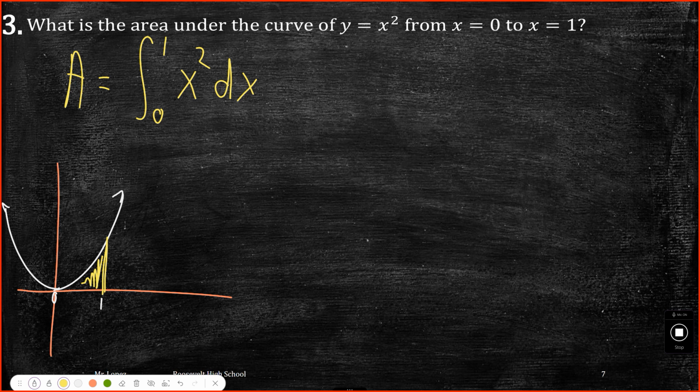So what is the antiderivative of x squared? If x squared is the derivative, what is its antiderivative? Where did it come from? This is the derivative, so where did it come from? Anybody? What's the antiderivative of this one, you think?